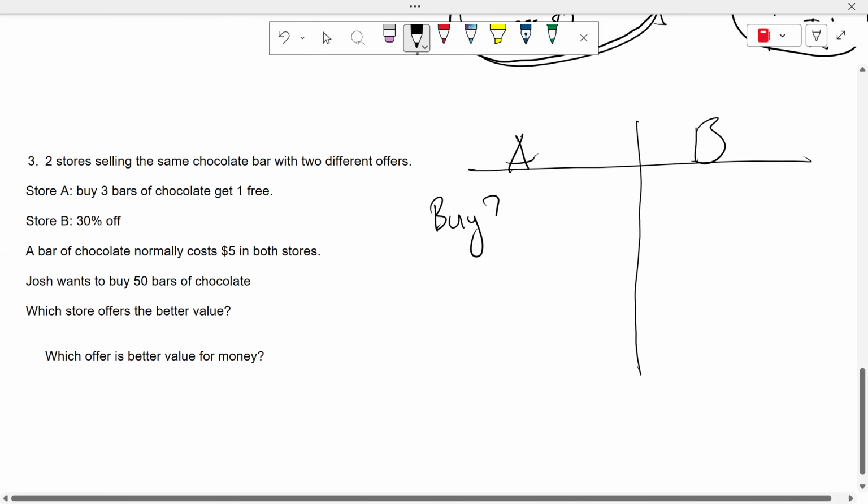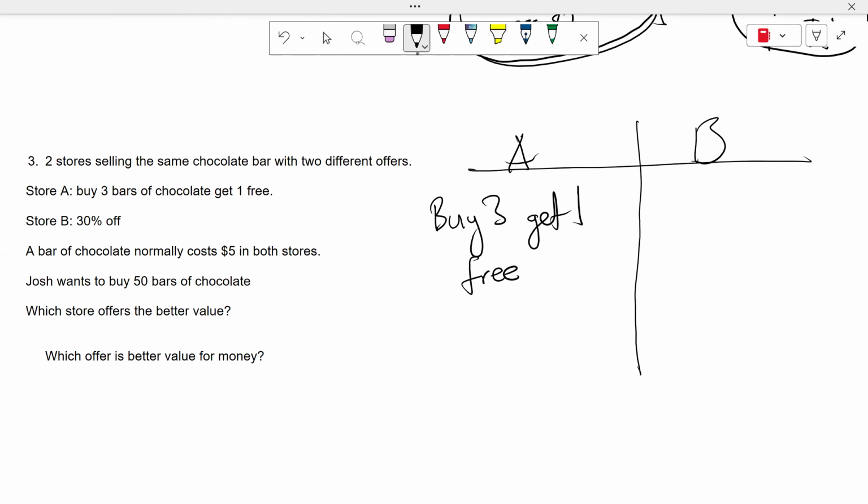Buy 3, get one free. Store B, simply 30% off on everything you buy. Now, normally a bar of chocolate costs $5 in both stores. Josh wants to buy 50 bars of chocolates. Which store offers the better value?